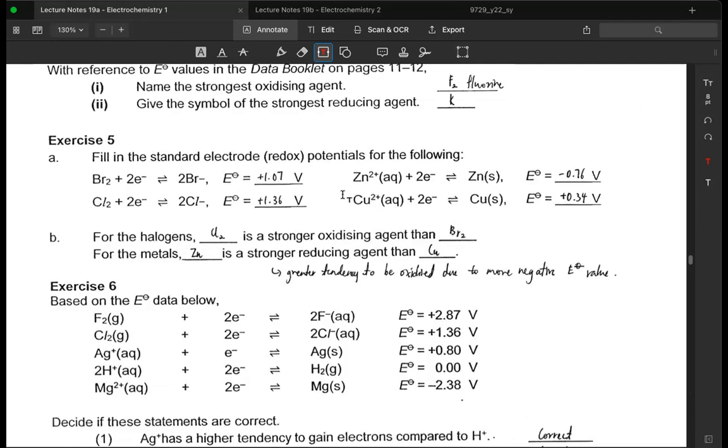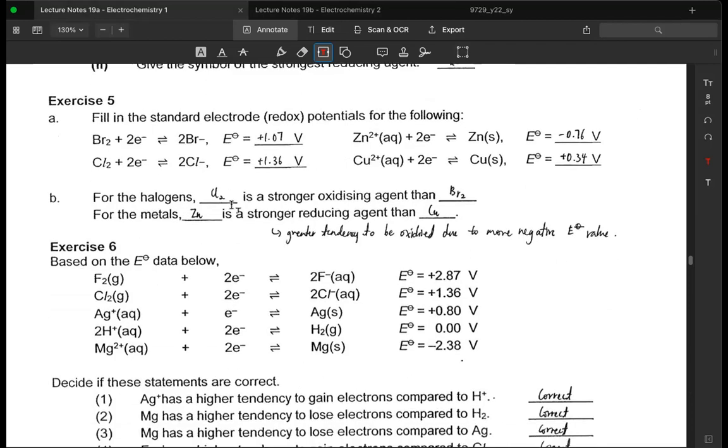Then the standard electrode potential, just fill in the blanks. Very straightforward. I won't go through this. Just remember the sign, okay? Then for the halogens, Cl2 is definitely a stronger oxidizing agent based on the E0 value, because this is 1.36 and this one is 1.07. As for the metals, zinc is a stronger reducing agent because the E0 value is more negative.